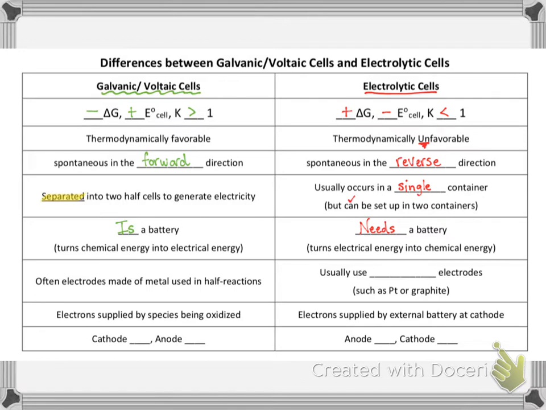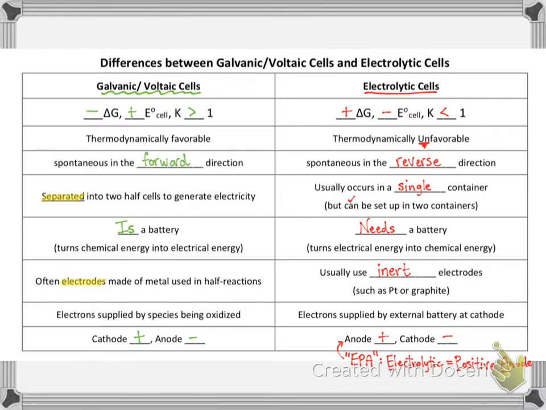Now, in a galvanic voltaic cell, as you know, the electrodes are usually, or at least often, made of the metal used in the half reactions. But electrolytic cells most commonly use inert electrodes, platinum or graphite. For galvanic cells, electrons are supplied by the species being oxidized, of course. But for the electrolytic cells, they're supplied by the external battery at the cathode. And then there's the charge we talked about. In a galvanic or voltaic cell, the cathode is positive, the anode is negative. But electrolytic cells flip that. A quick trick to help you remember is EPA: electrolytic equals positive anode.